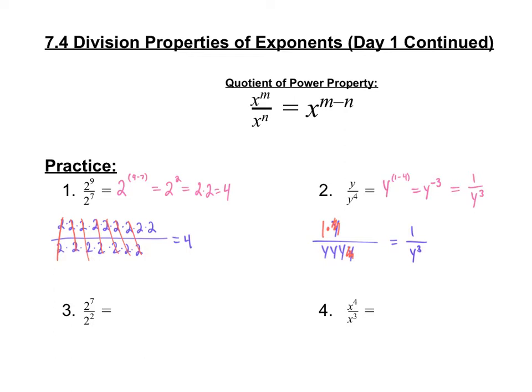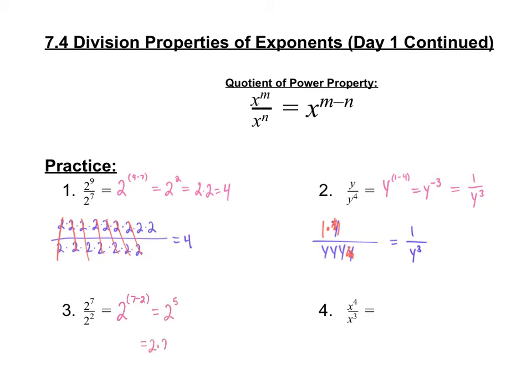All right, number 3. Again, I could expand this out, or if I use my property, since we're dividing and we have the same base, I subtract my exponents. So it's going to be 2 to the 7 minus 2 power, which is 2 to the 5th.